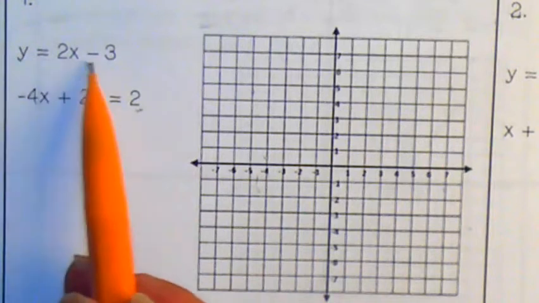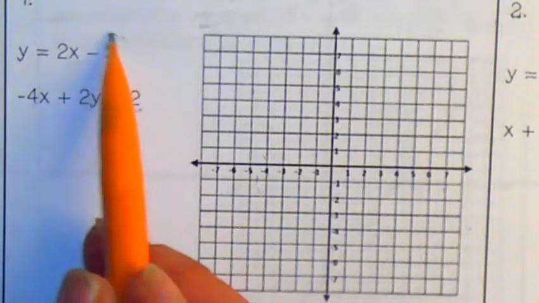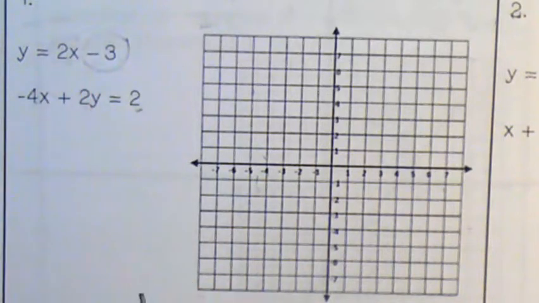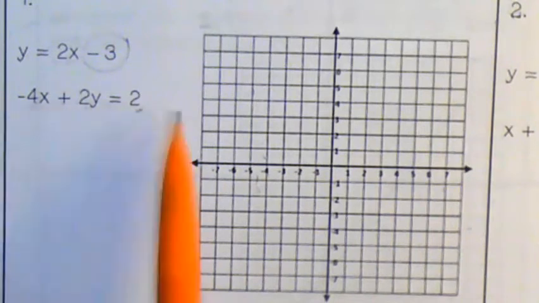Y equals 2x minus 3. This means my y-intercept is -3 and my slope is 2. That's easy to graph. This is harder to graph, so I need to change this into slope-intercept form.